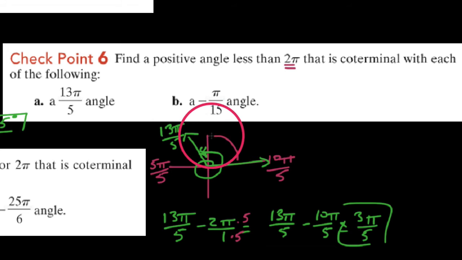We could see that if we were to sketch a 3 pi fifths radian measurement, imagining from 0 to pi being split into 5 equal sized pieces, 3 pi fifths would land us somewhere right over here, in the same place as the angle that we started with.